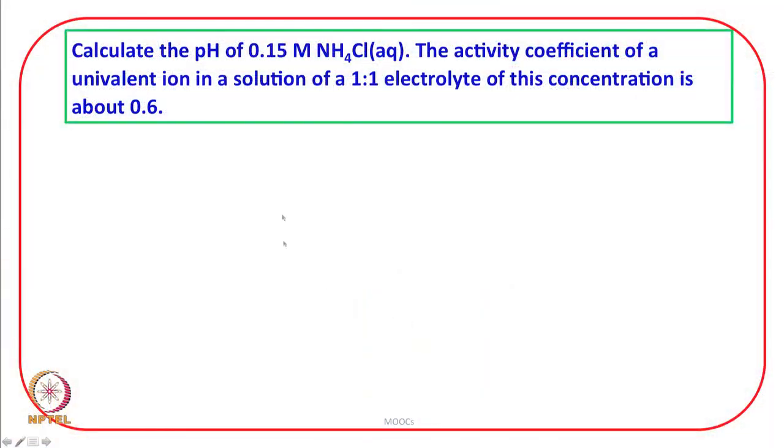Let us take an example. Calculate the pH of 0.15 molar ammonium chloride. The activity coefficient of a univalent ion in a solution of 1:1 electrolyte of this concentration is about 0.6. In fact, I am revisiting this question. This question I have discussed earlier also, and here again I am discussing it in the context of pH. So, let us quickly go through the solution.